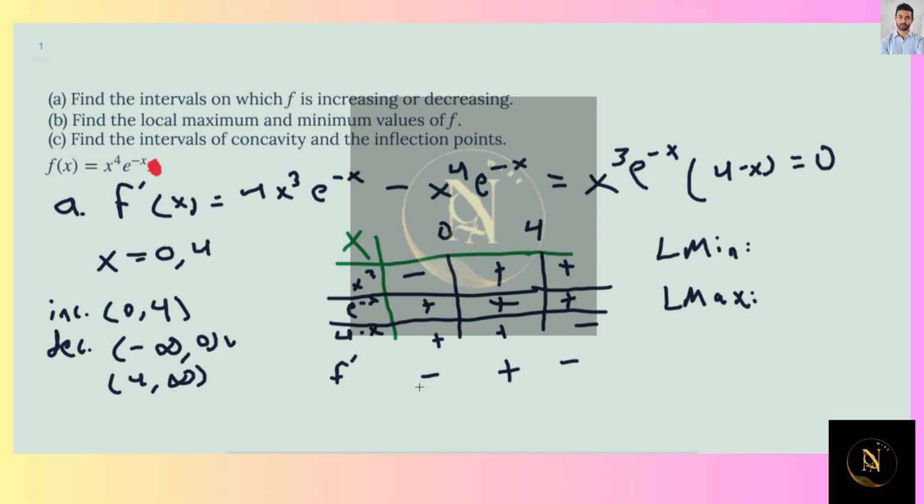Since this is decreasing and then increasing, we have a local min at x equals 0. And then it is increasing and then decreasing. So then we have a local max at x equals 4.